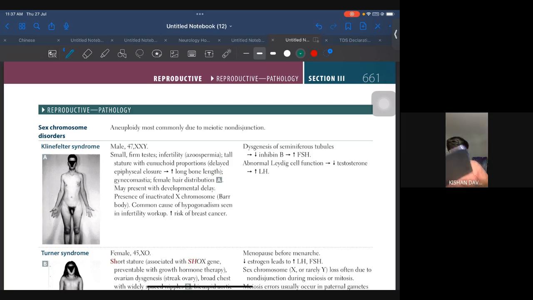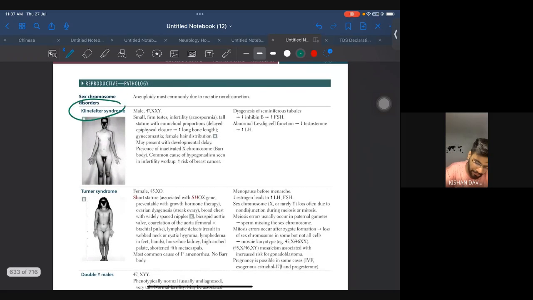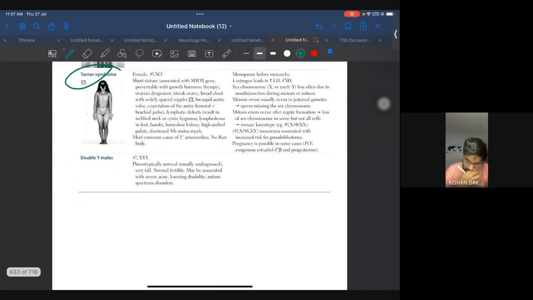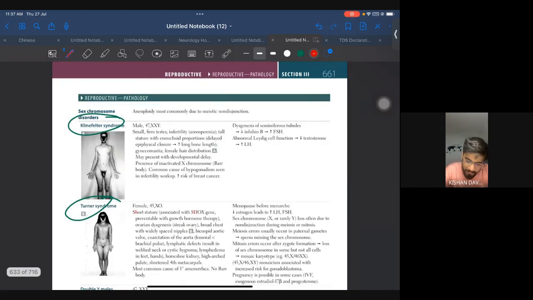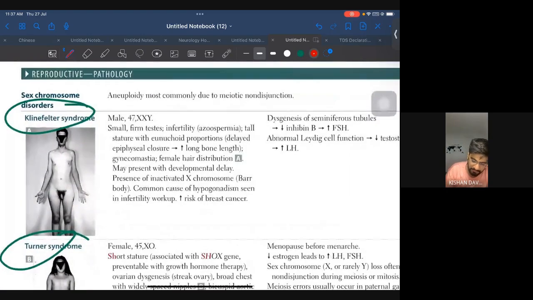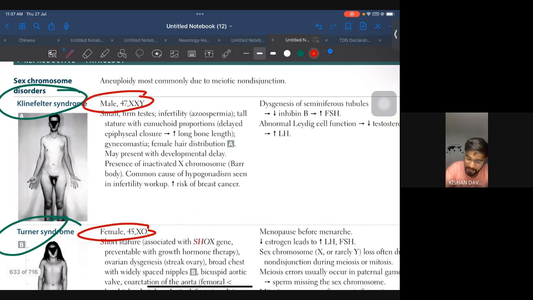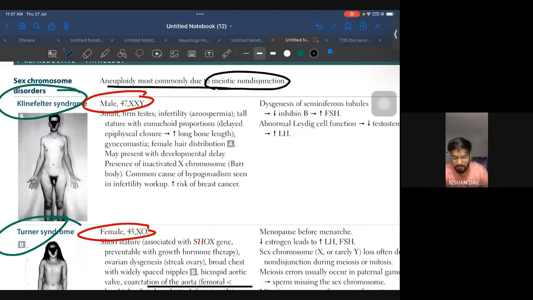All right, these two are very important. So let's see what we have to remember here. First of all, you have to remember the chromosome. Before that, this line: aneuploidy most commonly due to meiotic non-disjunction. Meiotic non-disjunction is very important. Directly they have asked the question, they will give you a description of this or this, and they will ask what is responsible for this condition. So due to meiotic non-disjunction, this is very important.